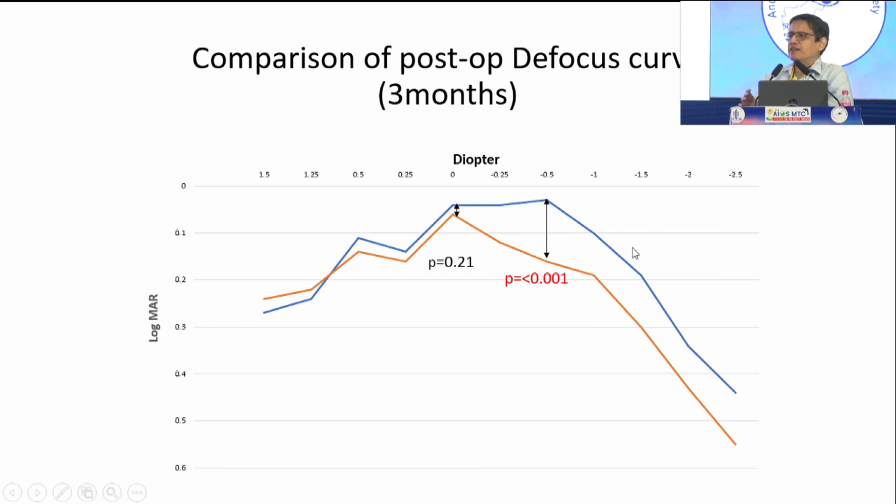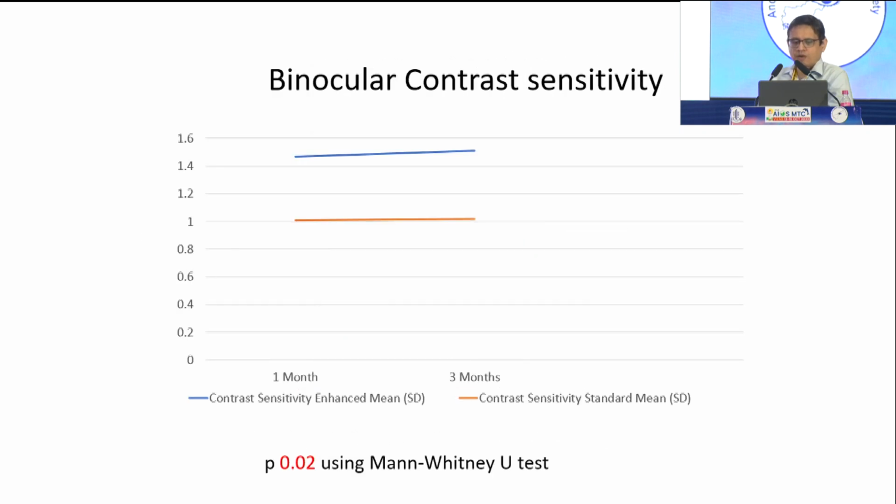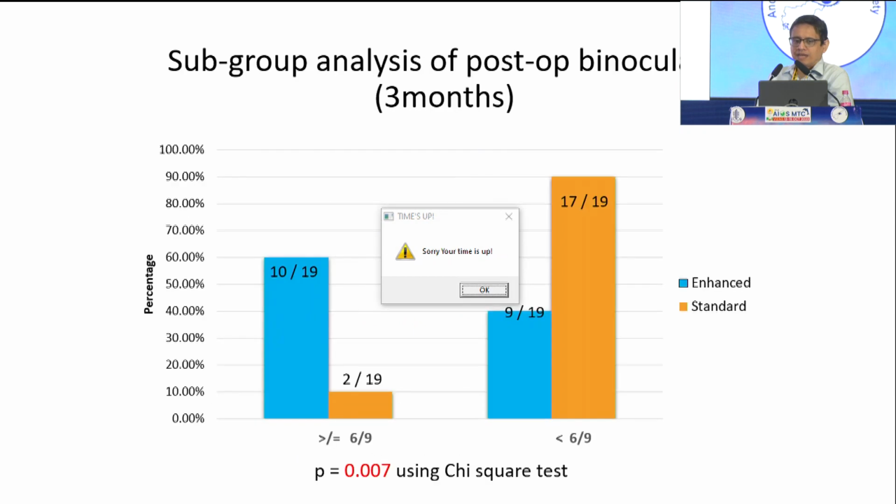And this is the curve, I think, which Dr. Harbanslal was also referring to, that we found a significantly better defocus curve. To simplify how to interpret this, an enhanced monofocal lens will tolerate a slightly higher degree of spherical equivalent in the post-operative period, and this allows for a higher range of vision to develop. This was found to be significantly higher, which we expected. The contrast sensitivity was also higher in the enhanced monofocal group.